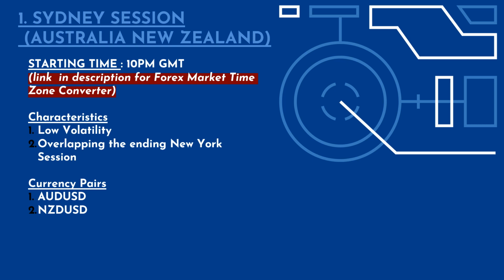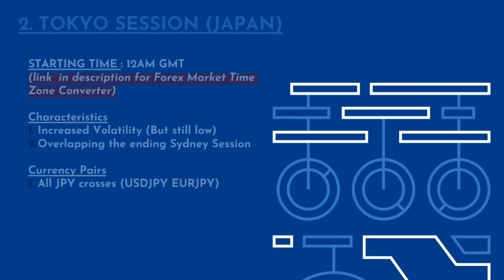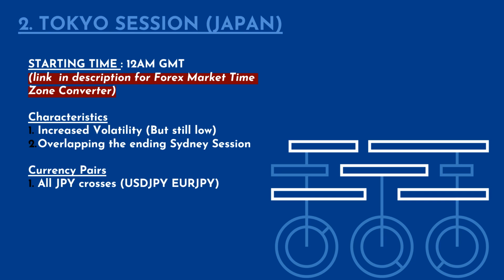The next one we have is the Tokyo session. The Tokyo session begins at 12 a.m. GMT. As the rest of the Asian market is waking up, the liquidity starts getting injected. Volatility also tends to increase, right? So the currency pairs that are usually active are JPY crosses: GBP/JPY, EUR/JPY, USD/JPY. They tend to be active in this session, and also the news events are released in these sessions.